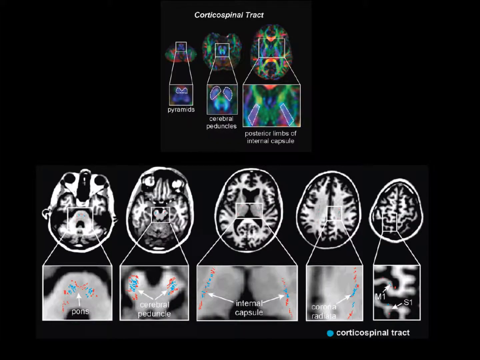Here is an example of how tractography can be used to track a large fiber bundle in the human brain. By instructing the program to display fibers that pass through the posterior limb of internal capsule, the cerebral peduncles, and the pyramids, we can track the corticospinal tract from its origins in the primary motor cortex, through the corona radiata, the internal capsule, the cerebral peduncle, and through the pons.